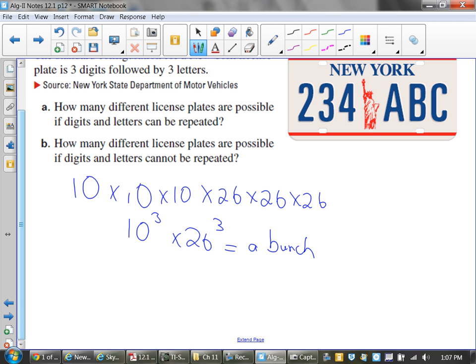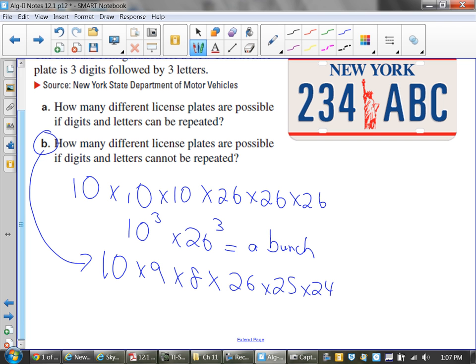Now, what happens if you can't repeat a number? If you have 10 to choose the first time, how many do you have for the next one? Good. When you can't repeat them, for the first pick you have 10 possible numbers to choose from. After that, one of the digits is gone, so you have 9 left. After that, one of them is gone, you have 8 left. And then you switch to your letters: 26, 25, 24, because you can't repeat them.